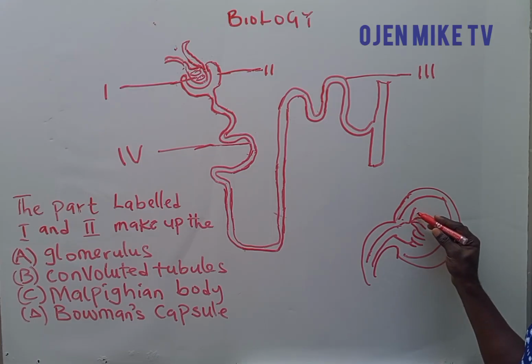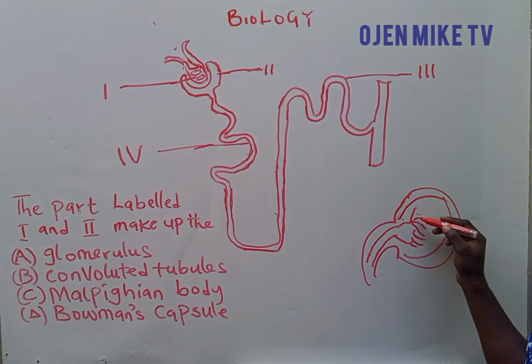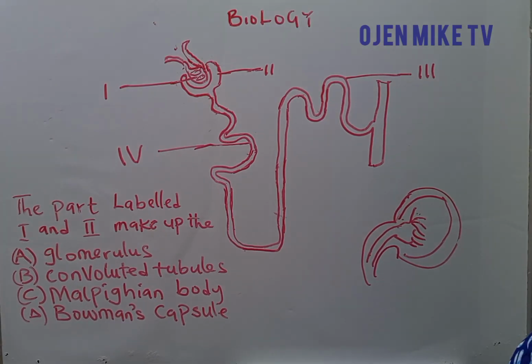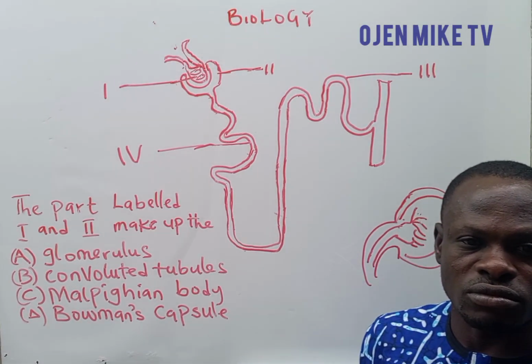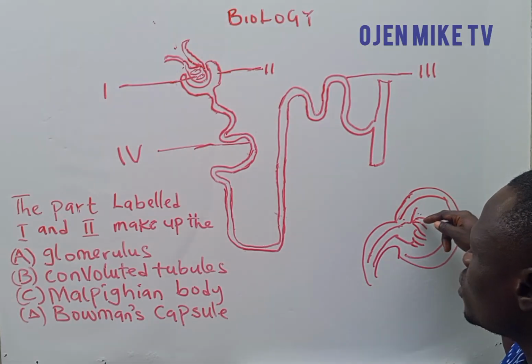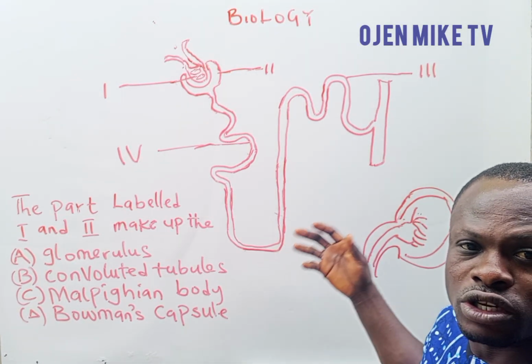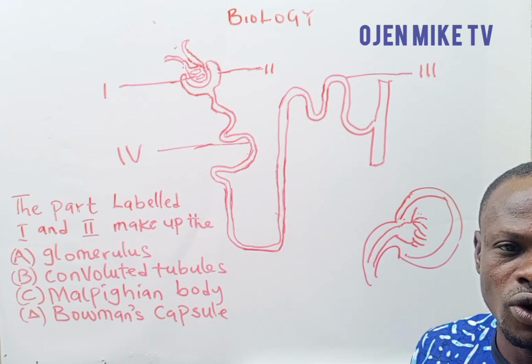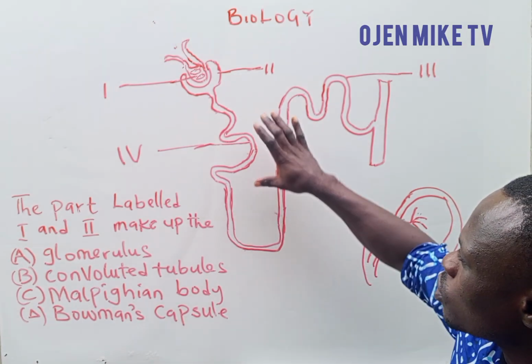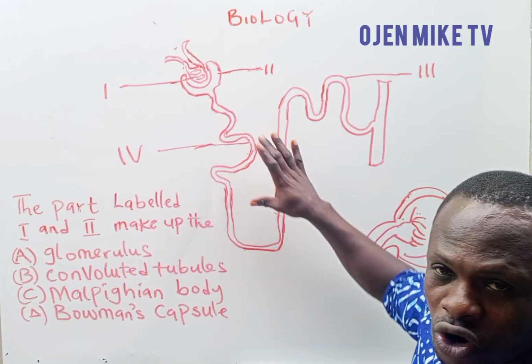This is where nephrons are found. Now there are over 1 million nephrons, and each time the kidney wants to perform the function of excretion, substances are filtered, and the nephron takes over the process of filtration of substances. Now if you look at this nephron, we just extracted one nephron. This is the structure of the nephron.